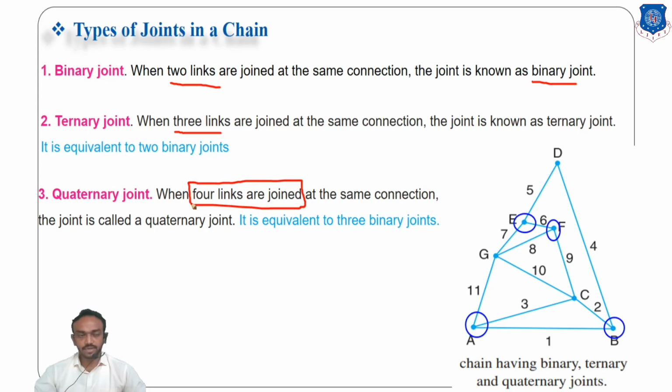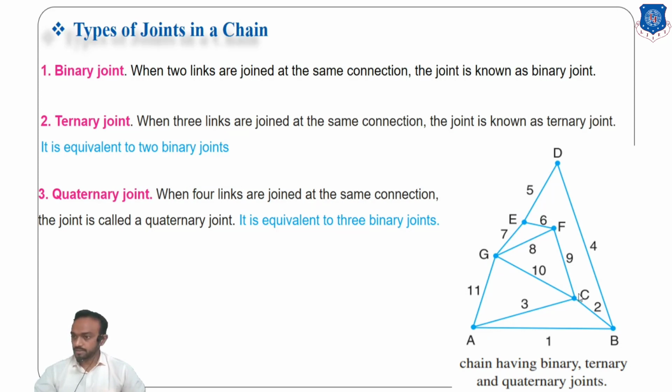And if four links are connected at the same place, it is known as a quaternary joint, and it will be counted as three binary joints. Likewise here at point G, there are four links connected, so it is a quaternary joint. When we want to find which type of chain this is, we have to count three binary joints in place of a quaternary joint.